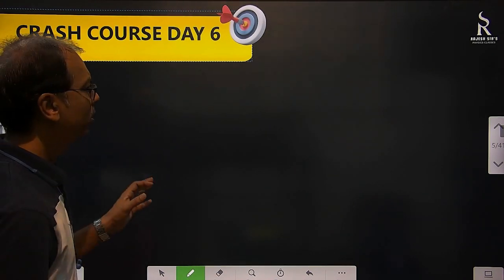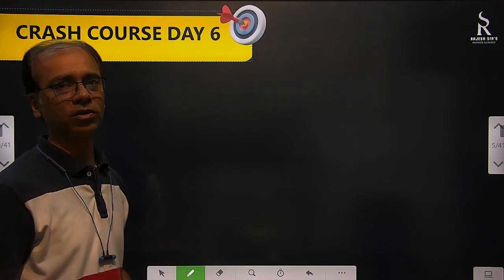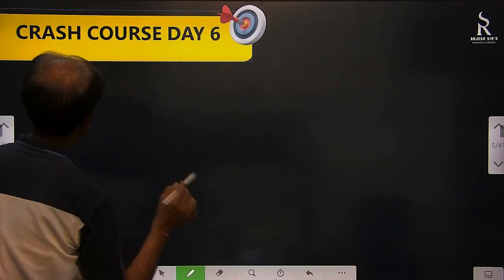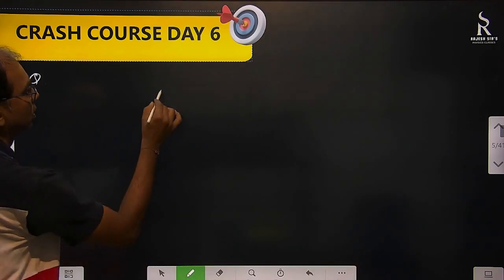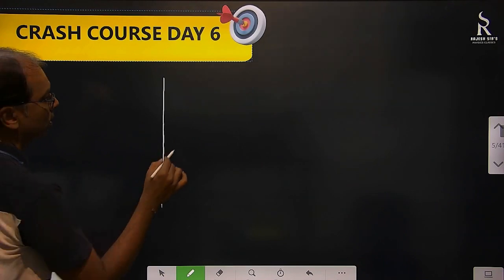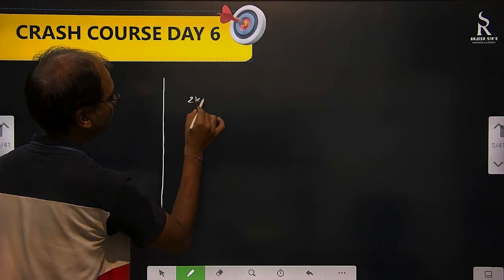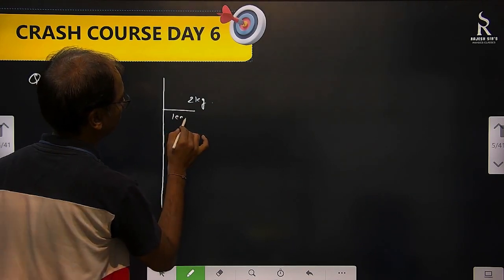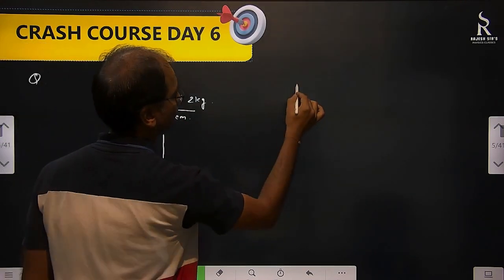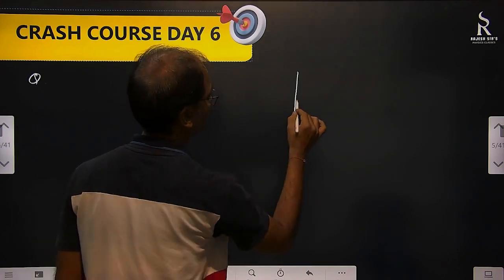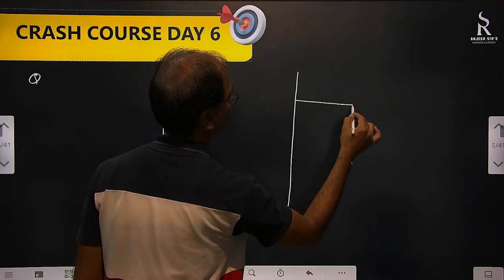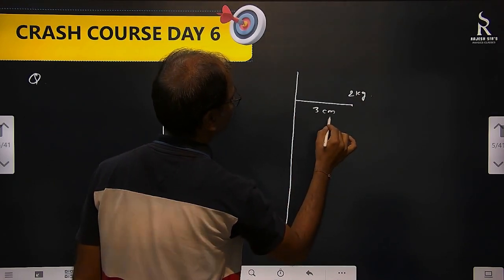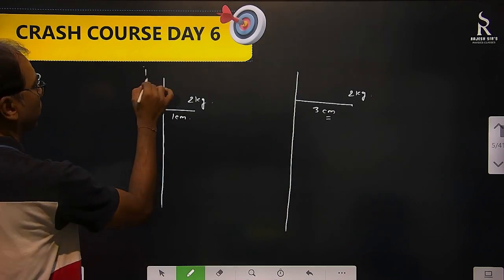Then, so we said that moment of inertia depends on the distribution of masses. That means this. Suppose this is an axis of rotation. Now here I have 2 kg, and this is at a distance, let's say, of 1 centimeter. And another system is there. This is the axis of rotation, and the same 2 kg now is somewhere here, and this is maybe 3 centimeter. So whose moment of inertia is more? This is system 1, this is system 2.